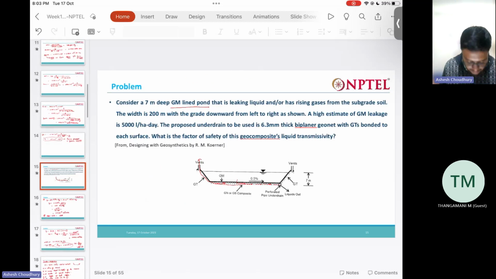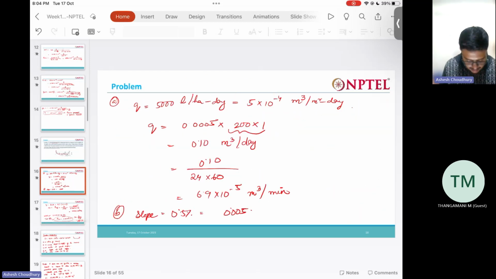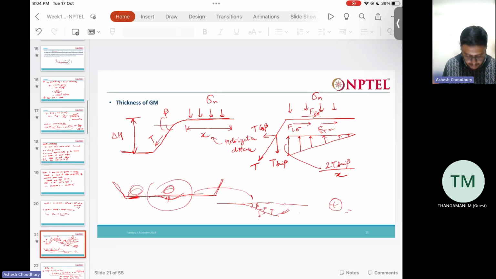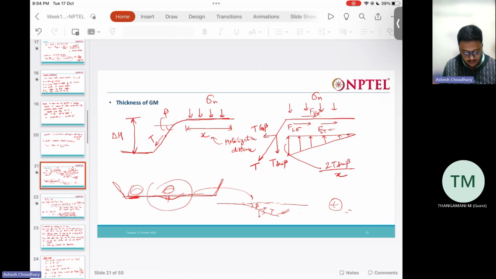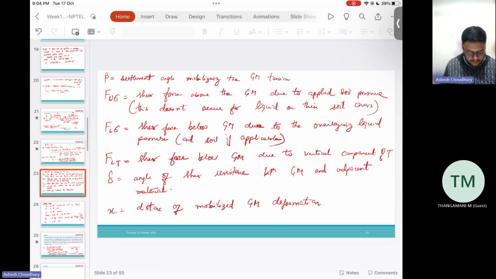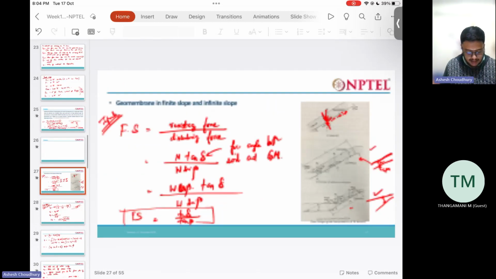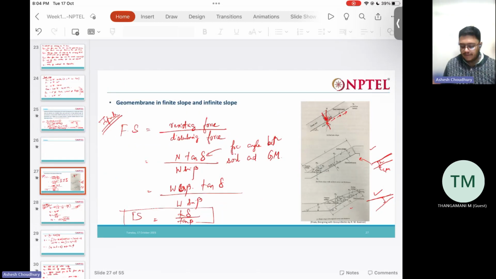permeability just by changing the units. Then we solved some problems regarding that. Then we saw how to decide the thickness of the geomembrane, and we solved one problem regarding that. After that, we saw the factor of safety of the slope of the landfill. How to determine the factor of safety: infinite slopes and finite slopes.